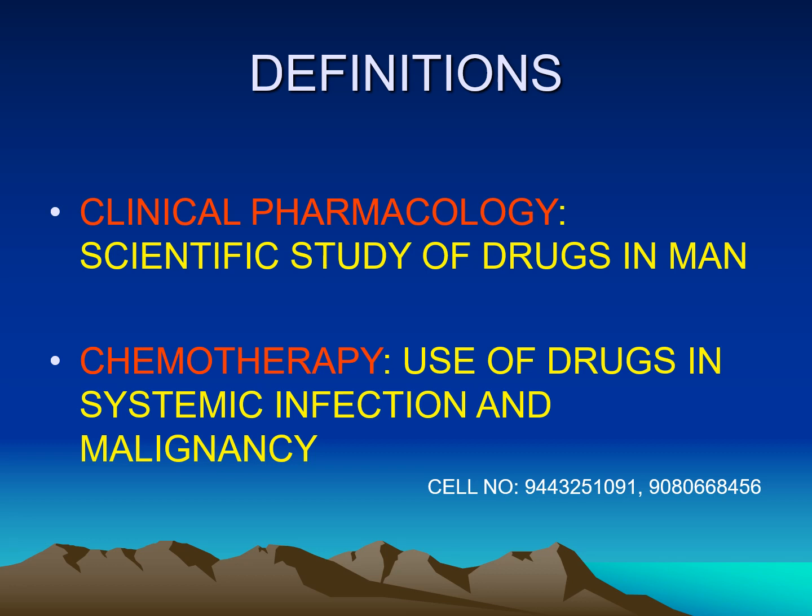Then chemotherapy. Chemotherapy is the use of drugs to cure infection or to treat malignancy. When we use a drug to treat systemic infection and to cure malignancy, that phenomenon is called chemotherapy.